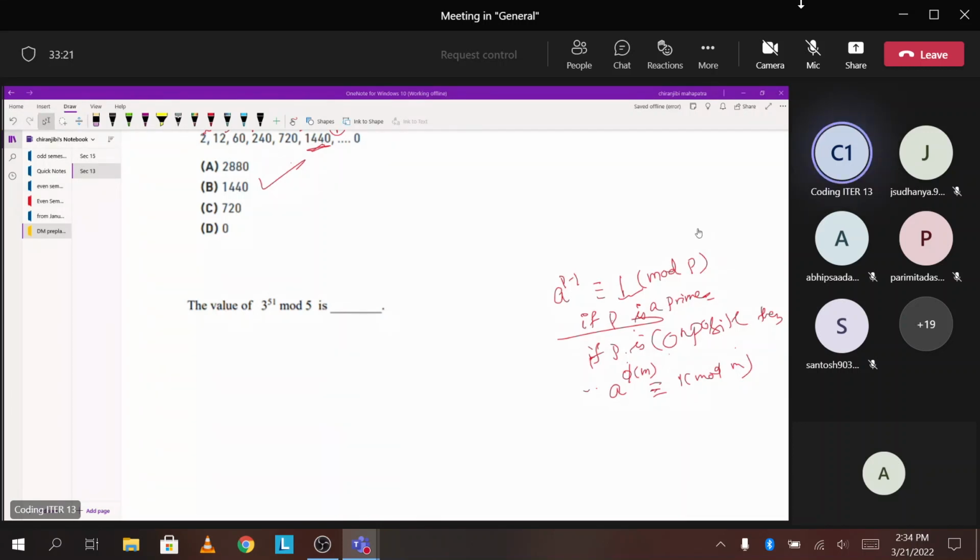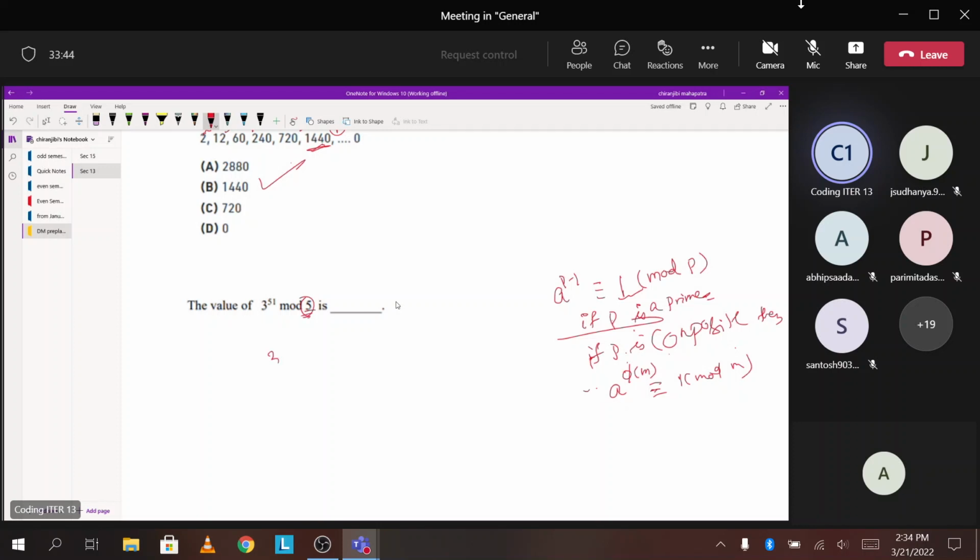I think I got disconnected for some time. But most of the time it will be there for the prime number. So a to the power p minus 1 congruent to 1 mod p. This is the formula. So how to use this one? Here the prime number is p.